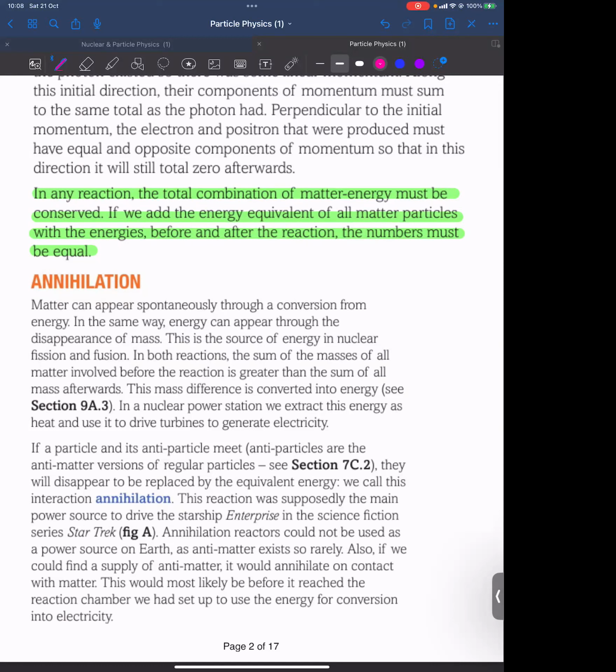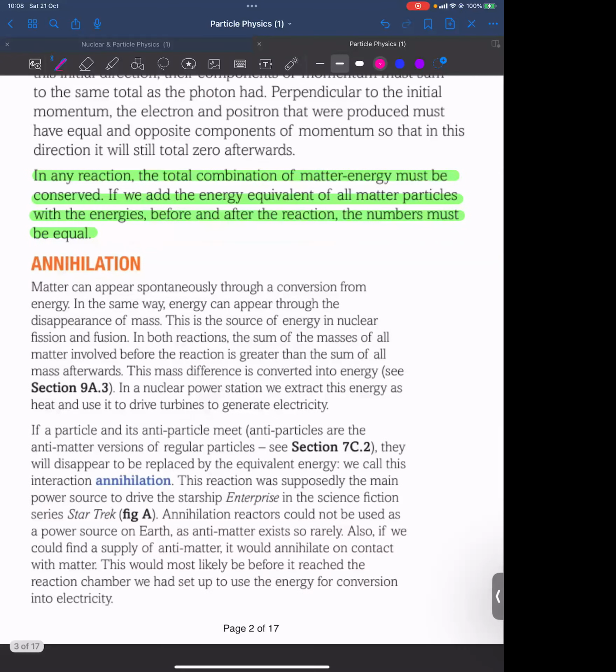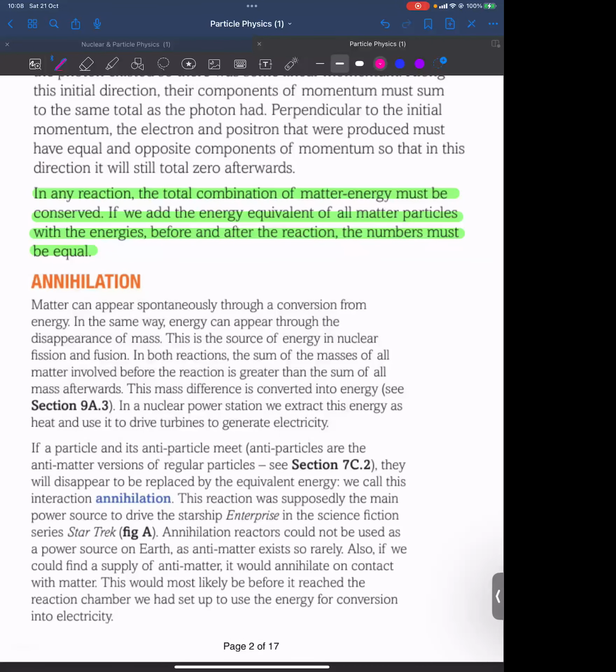Annihilation. Matter can appear spontaneously through a conversion from energy. In the same way, energy can appear through the disappearance of mass. Mass can be converted to energy as well. This is the source of energy in nuclear fission and fusion, which is what we are going to learn.